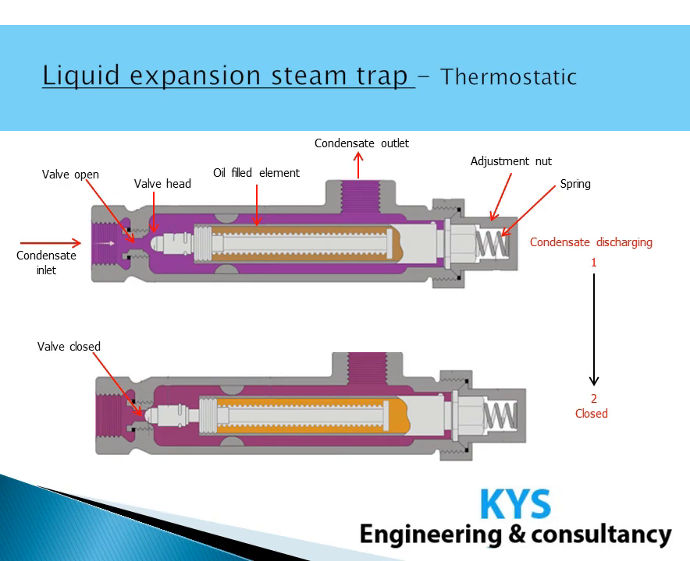The condensate outlet is always upward so that the oil filled element is continuously immersed in the condensate so that it can operate based on the temperature of the condensate. As the trap discharges the condensate at a set temperature like 100 degrees centigrade or below, it is not a good solution where immediate discharge of condensate is required after formation. So this is in brief how a liquid expansion steam trap works.